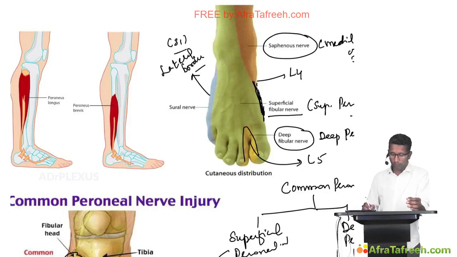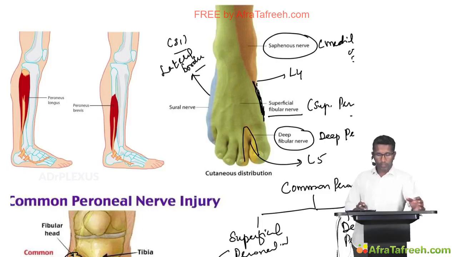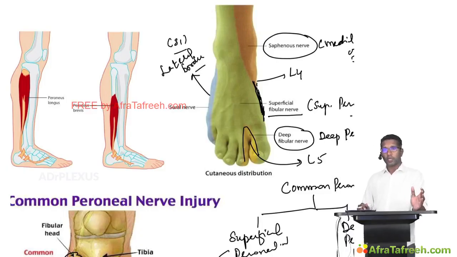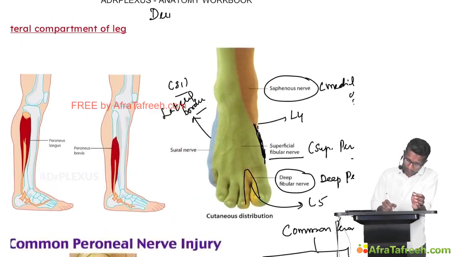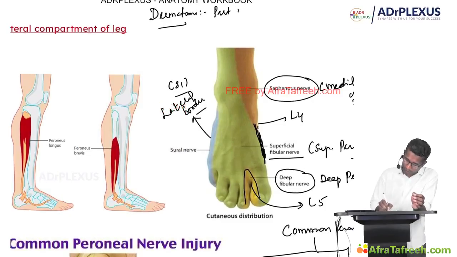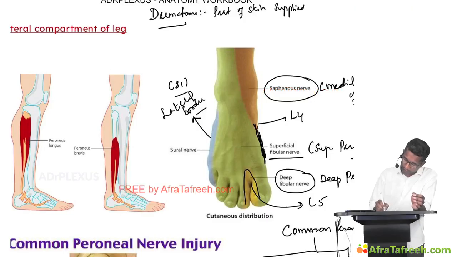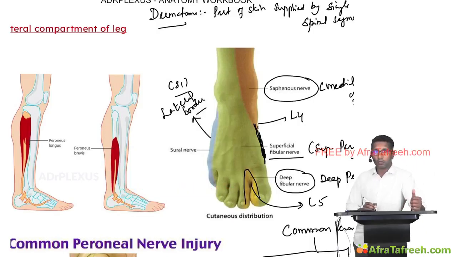So these are the important dermatomes in the foot region, which is a must-know topic. Dermatome means the part of the skin supplied by a single spinal segment. Similarly, you have another term called myotome: a muscle or a group of muscles which is supplied by a single spinal segment is called a myotome.